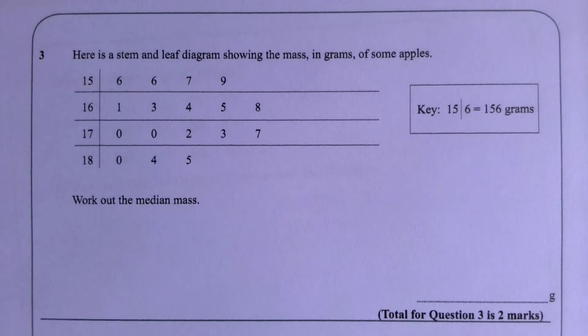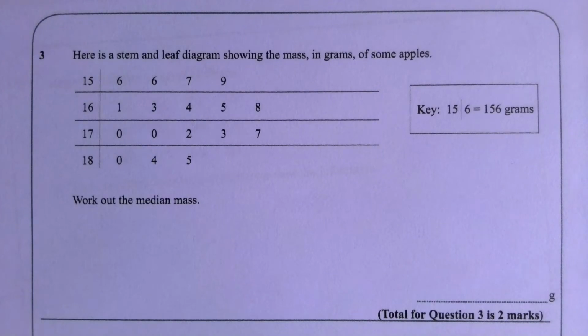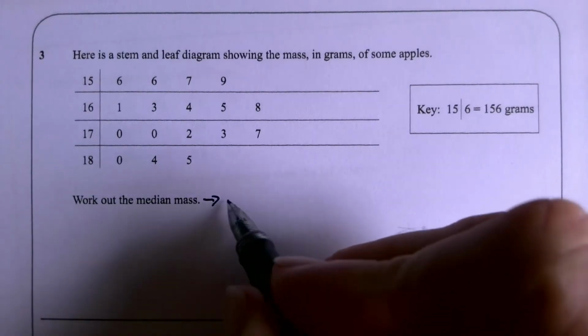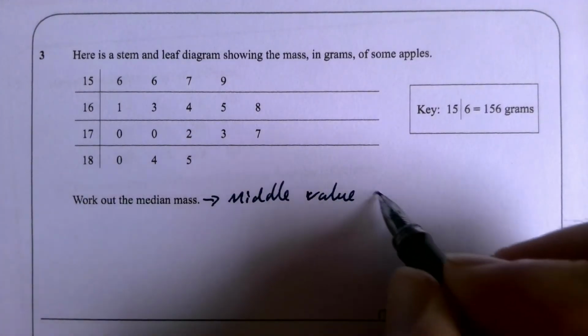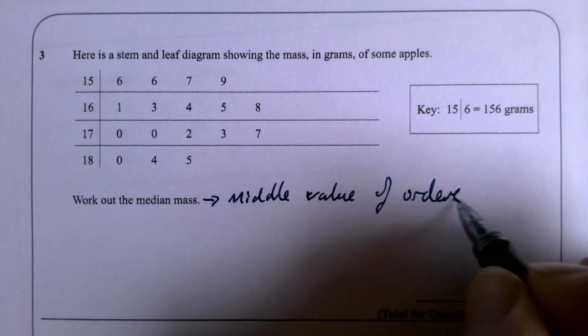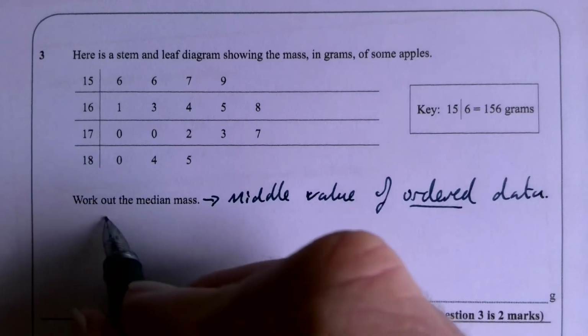Right, so here's question 3. Have a good look at this one. It's asking you to work out the median mass in grams of some apples. We've got the key here. This is not in order, so it needs to be put in order before we can find the median, because the median is the middle value of ordered data. Okay, so we just need to do that.